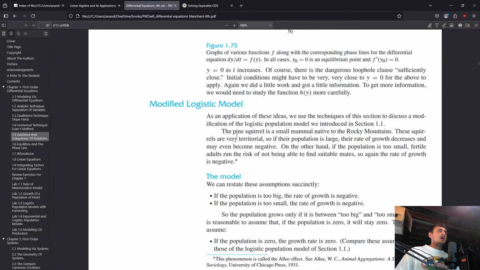Modified logistic model. As an application of these ideas, we use the techniques of this section to discuss a modification of the logistic population model we introduced in section 1.1.